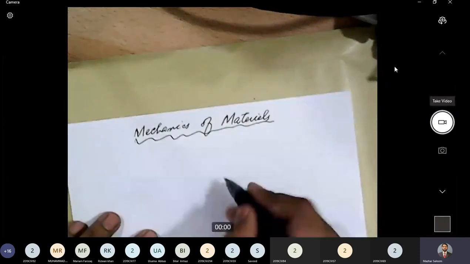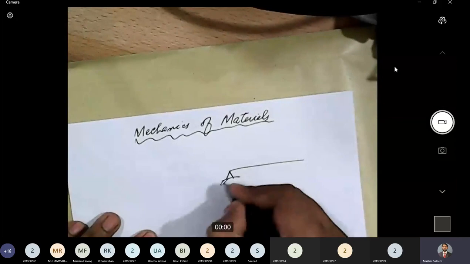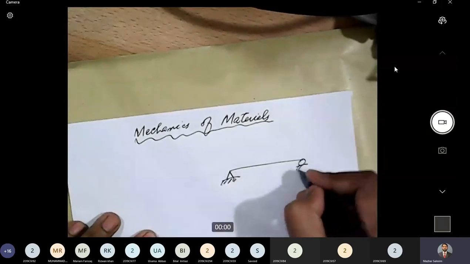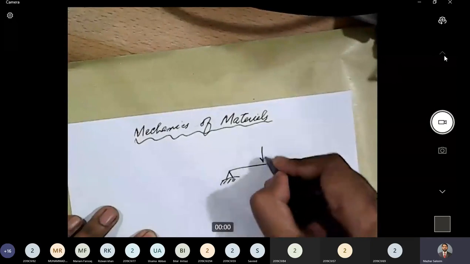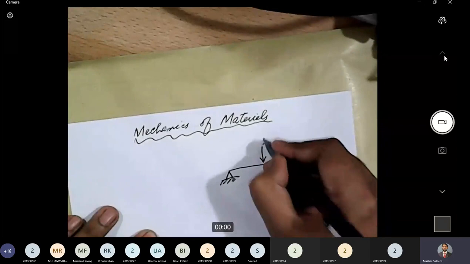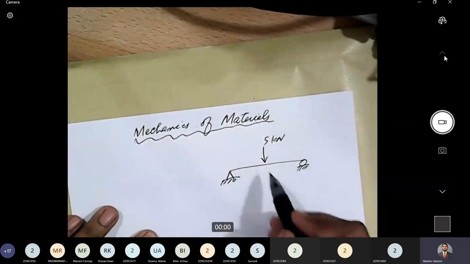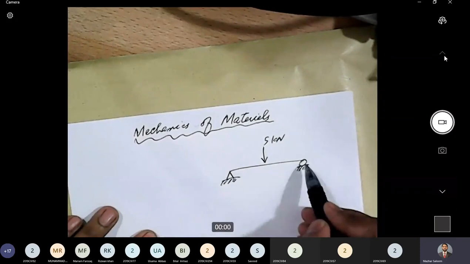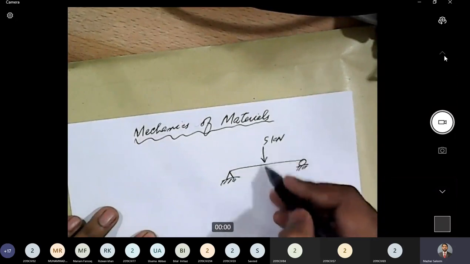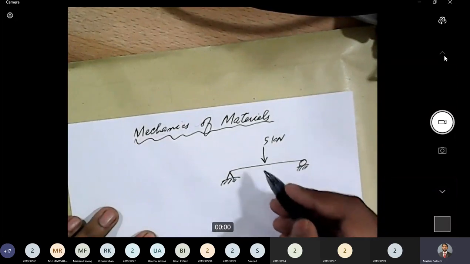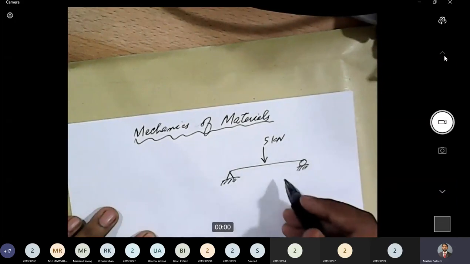Means that if this is a member, now this is a beam. If I apply a load like this, let's say this load is 5 kilonewton. So this load is a transverse load because it is acting perpendicular to the longitudinal axis of the member. And under the application of this load, shear force and bending moments are generated in the beam. We will discuss what shear forces and bending moments are.